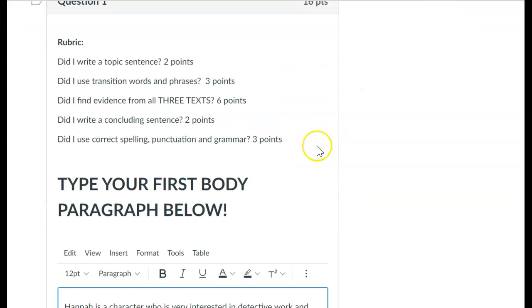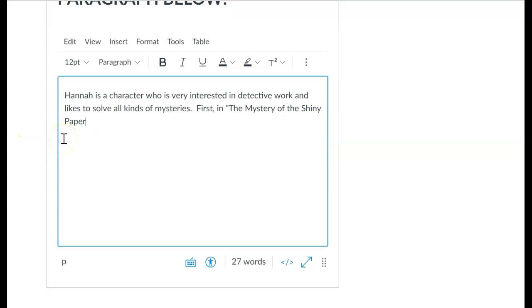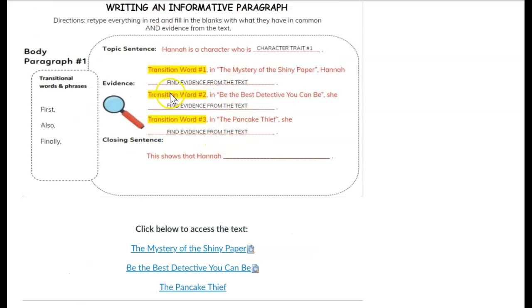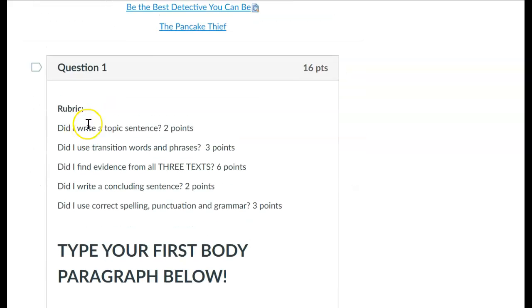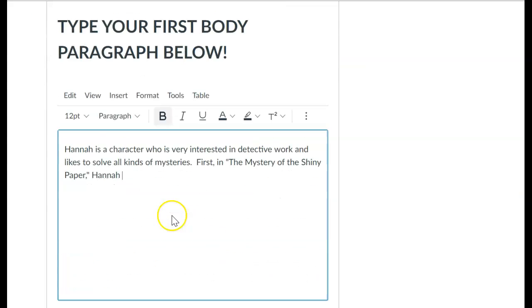So I have quotation mark, comma, Hannah, and then I fill that part in. I'm talking about her character trait. In The Mystery of the Shiny Paper, Hannah, what is something she does from the first story?